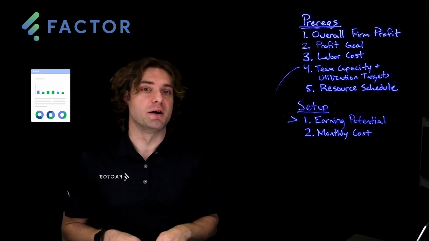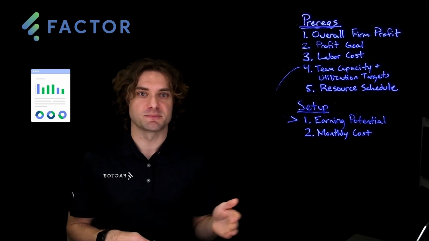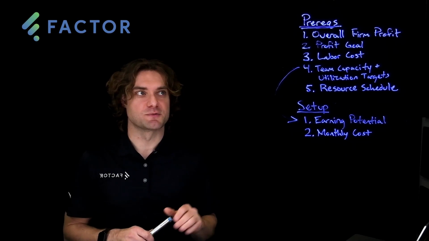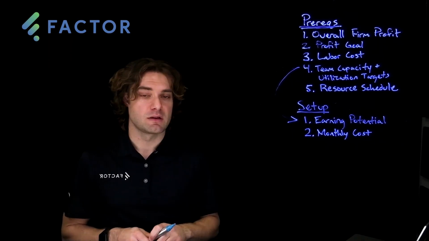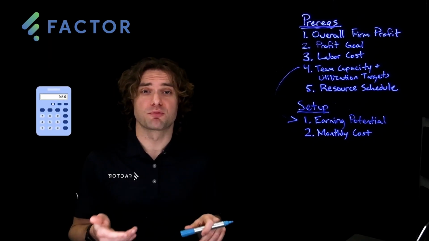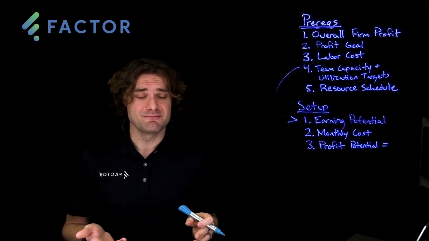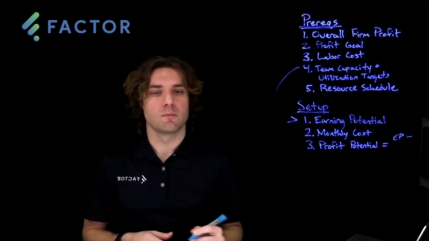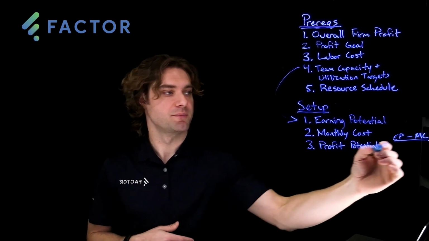Next, we'll talk about monthly costs. Now, you could get this from your income statement and looking at your monthly costs from the last year. This is not necessarily just labor costs. This is what would be going into your overall firm profit up there in our prereqs. Now, with these two pieces of information, we can calculate something that we're going to call profit potential. This one's pretty easy. We're going to use the numbers that we just got. So earning potential minus our monthly cost divided by the earning potential.